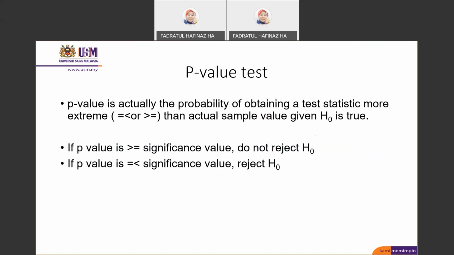So here is the p-value test. It's the probability of obtaining a test statistic more extreme than the actual sample value, given that the null hypothesis is true. This is also called the observed level of significance, the smallest level at which the null hypothesis can be rejected. If the p-value is greater than or equal to the significance value, we do not reject the null hypothesis. If the p-value is less than or equal to the significance value, then we reject the null hypothesis.